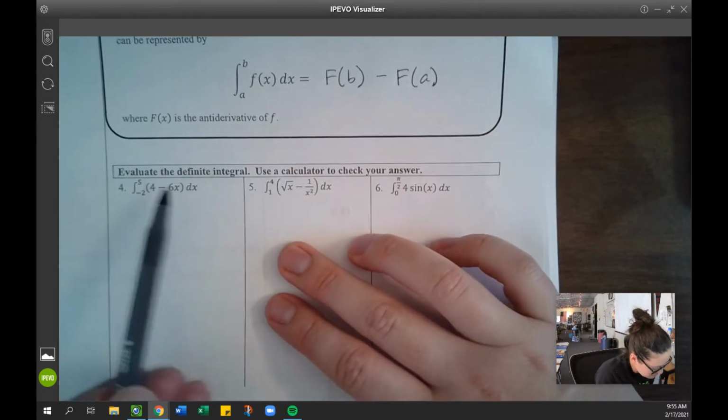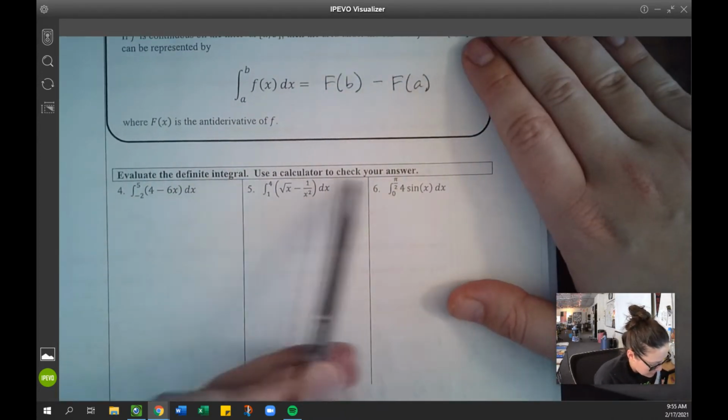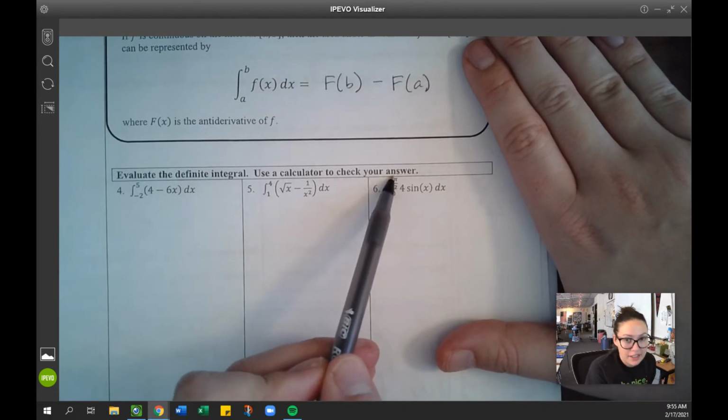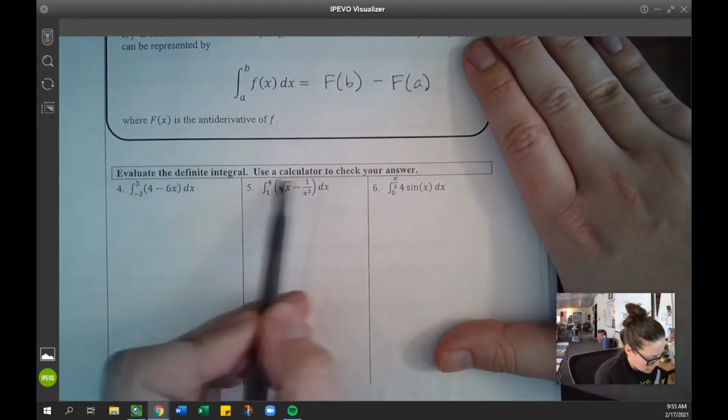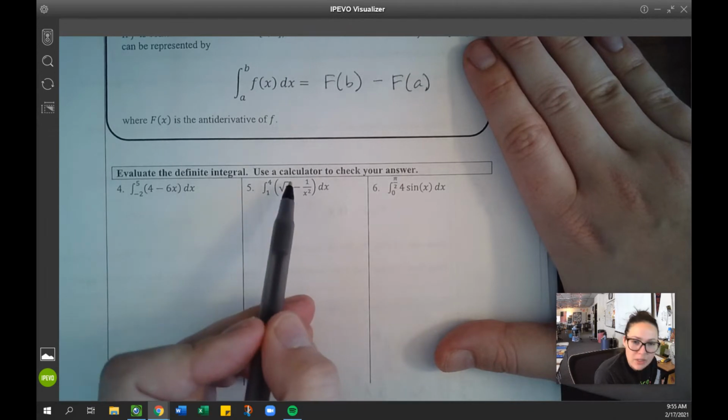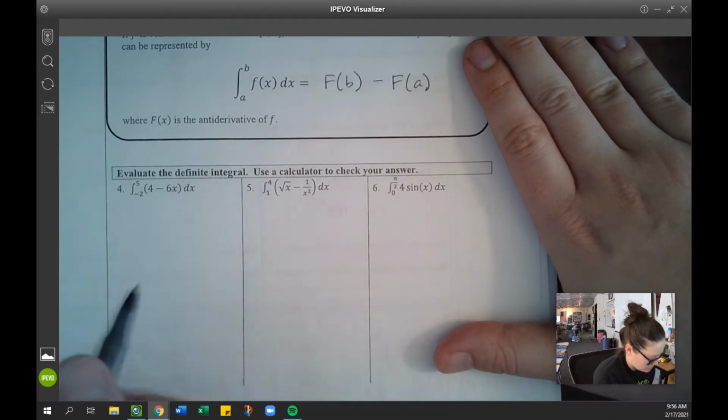Okay, evaluate the definite integral. Use a calculator to check your answer. And I'll show you how we can use a calculator. Well, I guess we did do that, didn't we? We'll use that again.